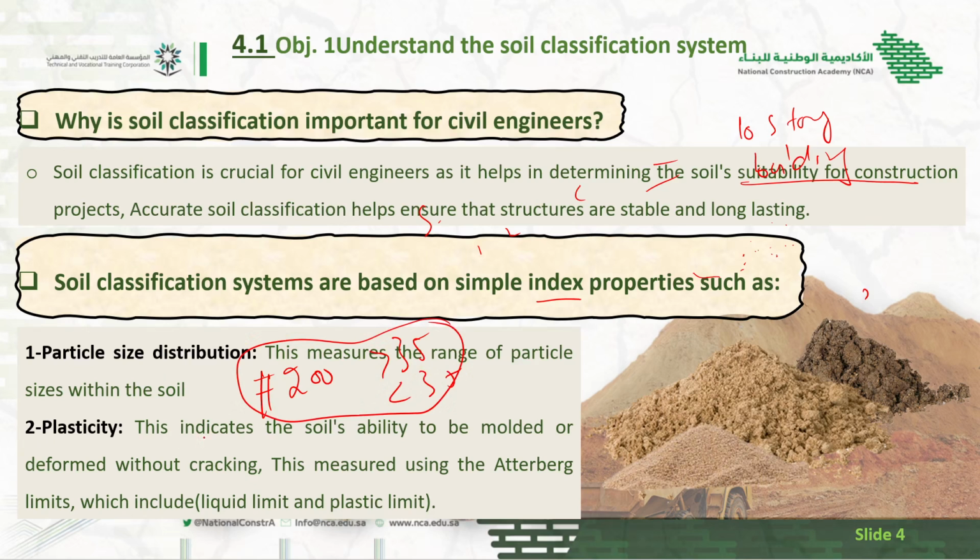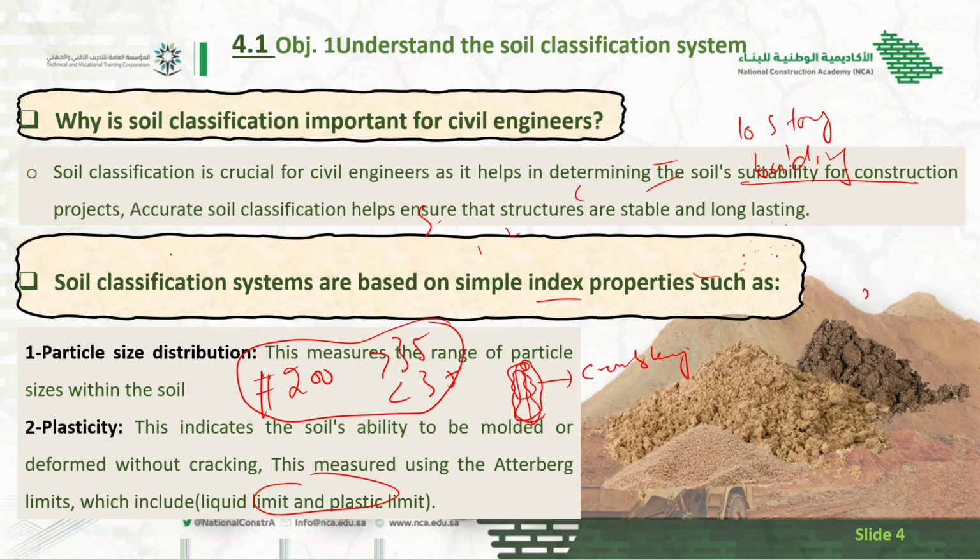And another one is plasticity. This indicates the soil's ability to be molded or deformed without cracking. This is measured using the Atterberg limits, which include the liquid limit and plastic limit. We have discussed this in very detail. What is plasticity? Plasticity is the property or ability of soil, from which we can make any shape from the clay, without crumbling or breaking the soil.